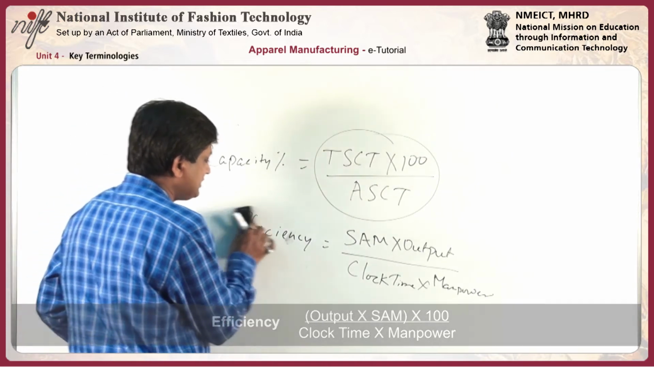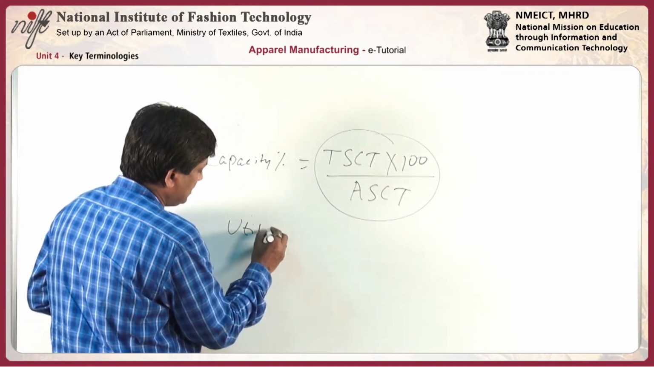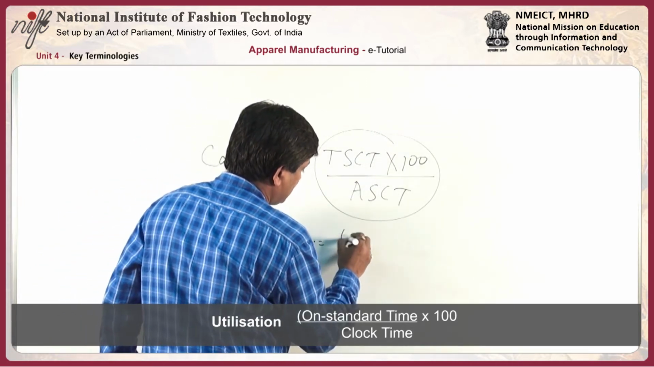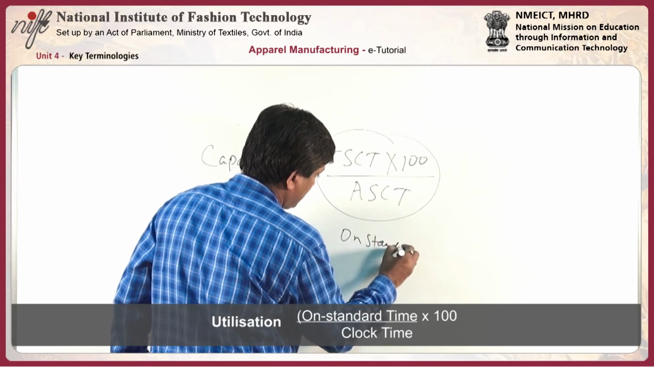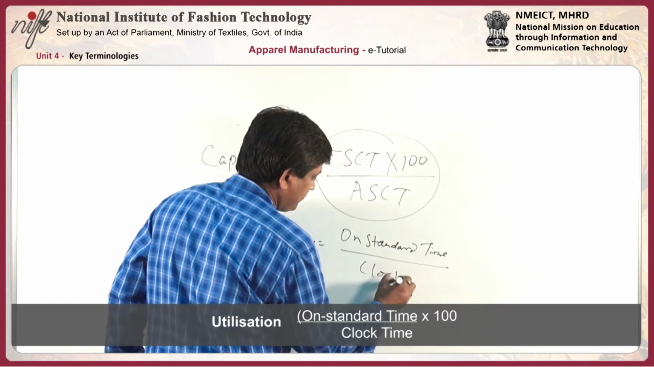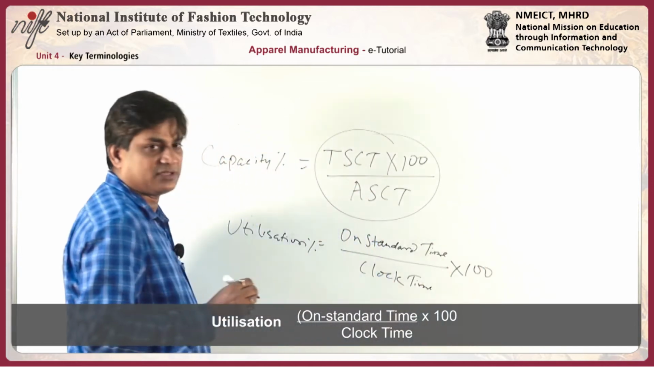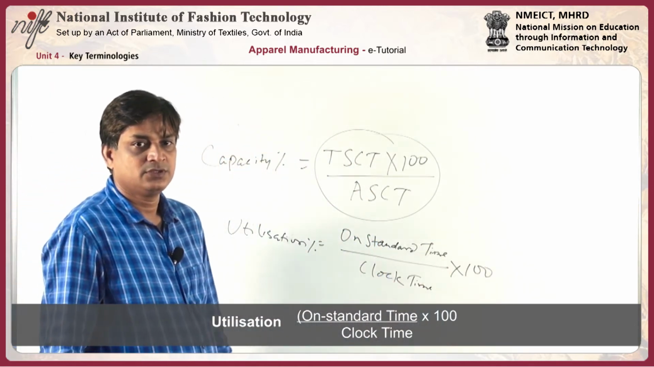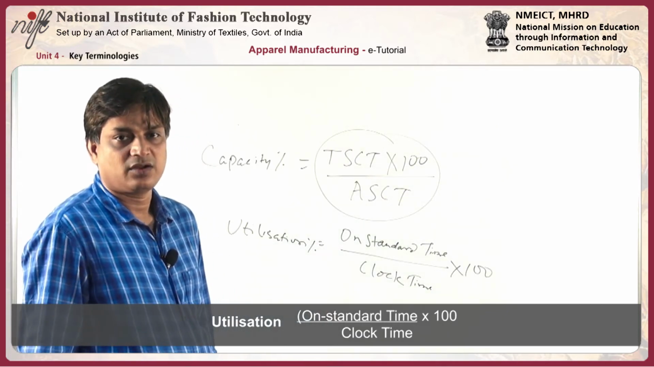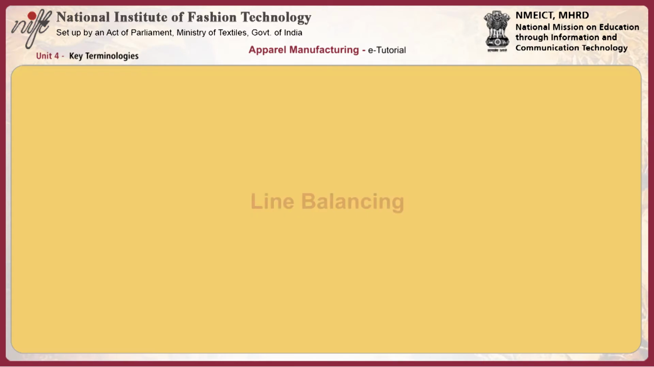We talk about the utilization. Utilization is basically the on standard time divided by clock time, and the whole will be multiplied by 100. So this is basically the utilization. So we discussed the utilization, the efficiency, and the clock time. These are basically the major formulas we are using.